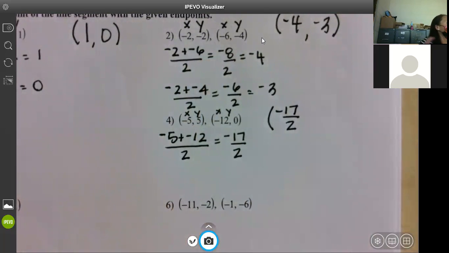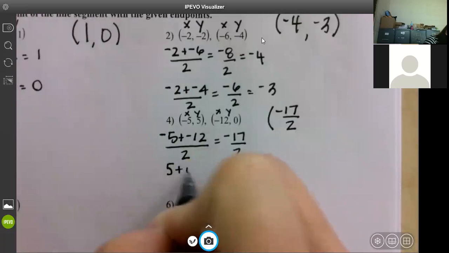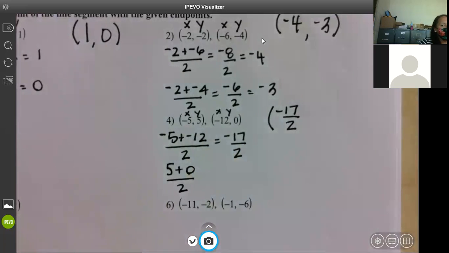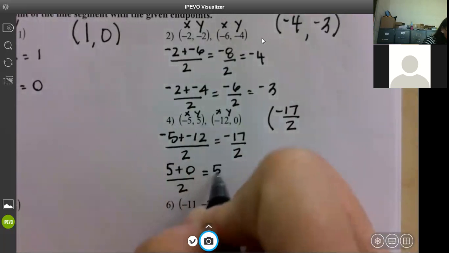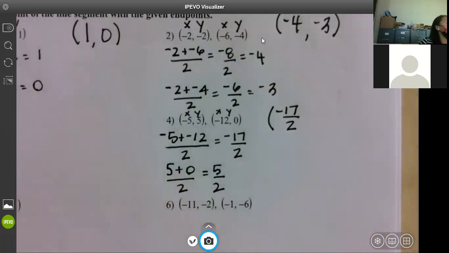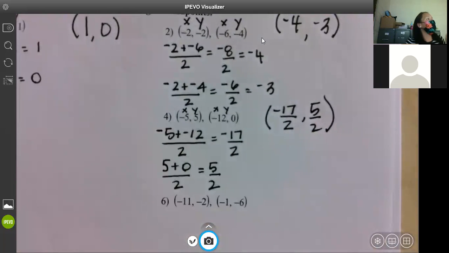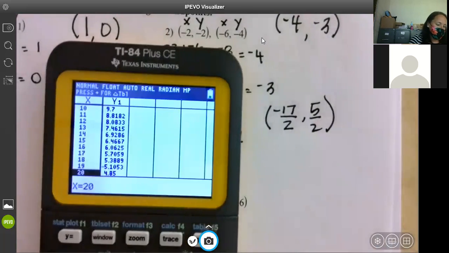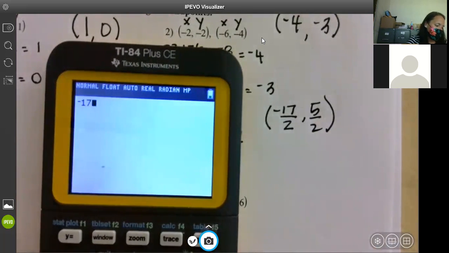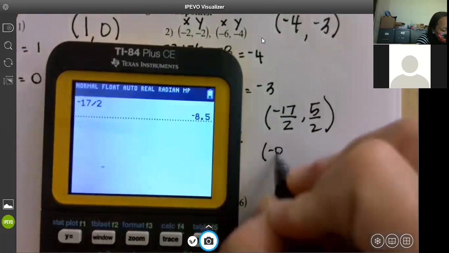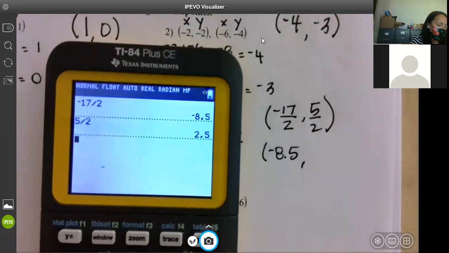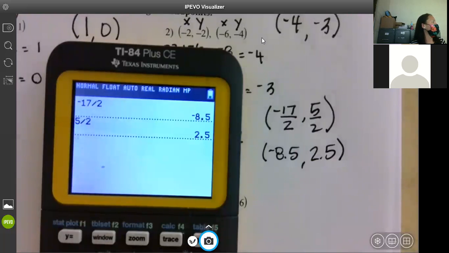If it puts it in decimal form, just put it in your calculator and figure out the decimal, okay? Your y's are 5 and 0. We're going to add those together and divide by 2. 5 plus 0 is 5. Divided by 2 is going to give you a decimal. It won't reduce. Put it up there, okay? If it gives you a decimal, put it in your calculator if you're not sure. -17 divided by 2 is -8.5. And 5 divided by 2 is 2.5. So again, don't use your calculator as a crutch, but if you need it, use it, okay?